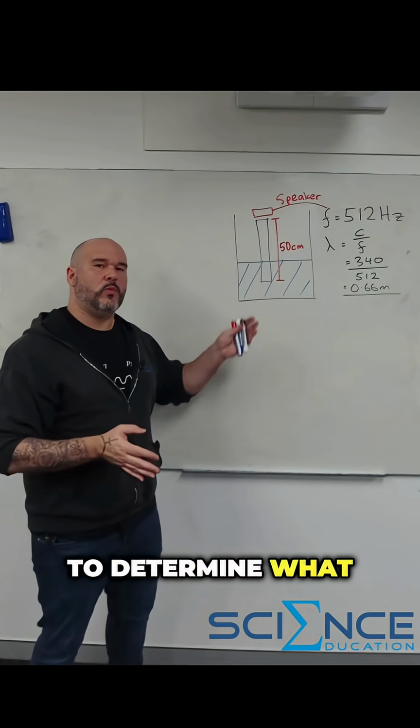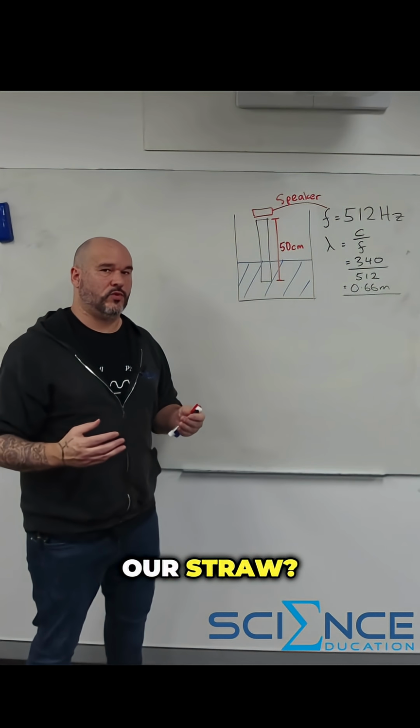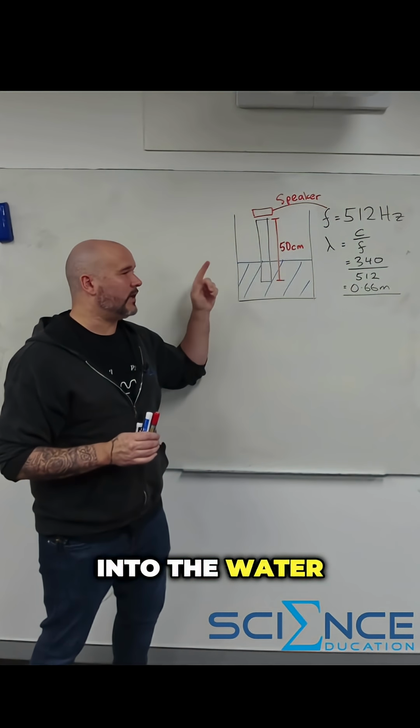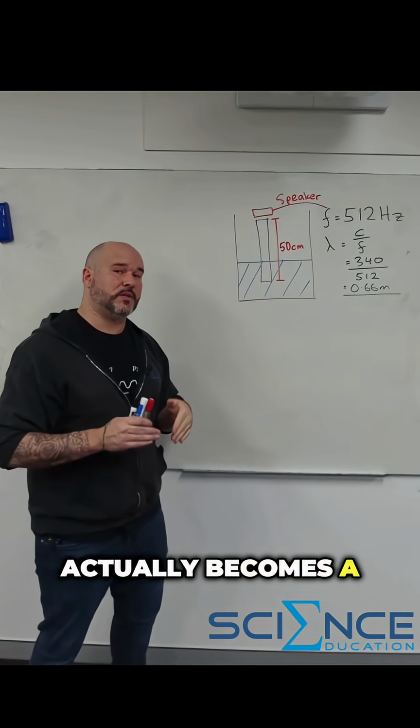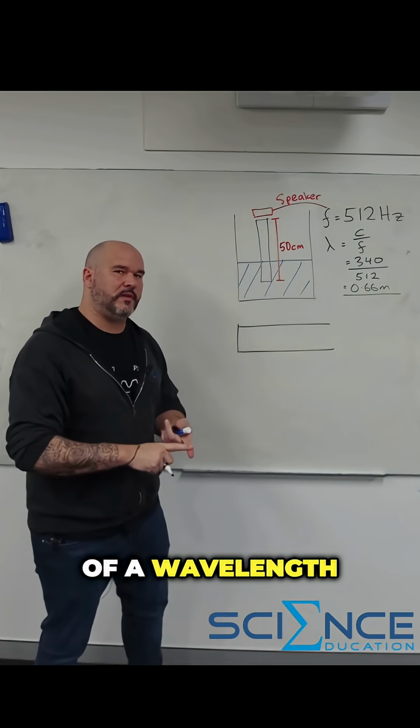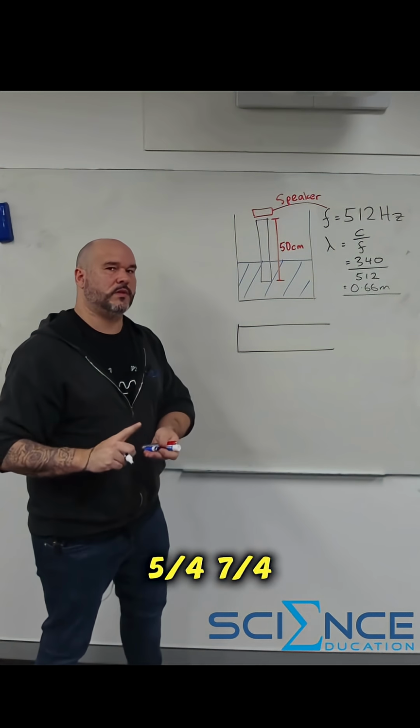We then need to determine what type of standing wave will be set up in our straw. Straws are open at both ends. However, as the straw is inserted into the water, the end where the water is actually becomes a closed end. So we end up with this scenario where the solutions are 1/4 of a wavelength, 3/4, 5/4, 7/4, and 9/4.